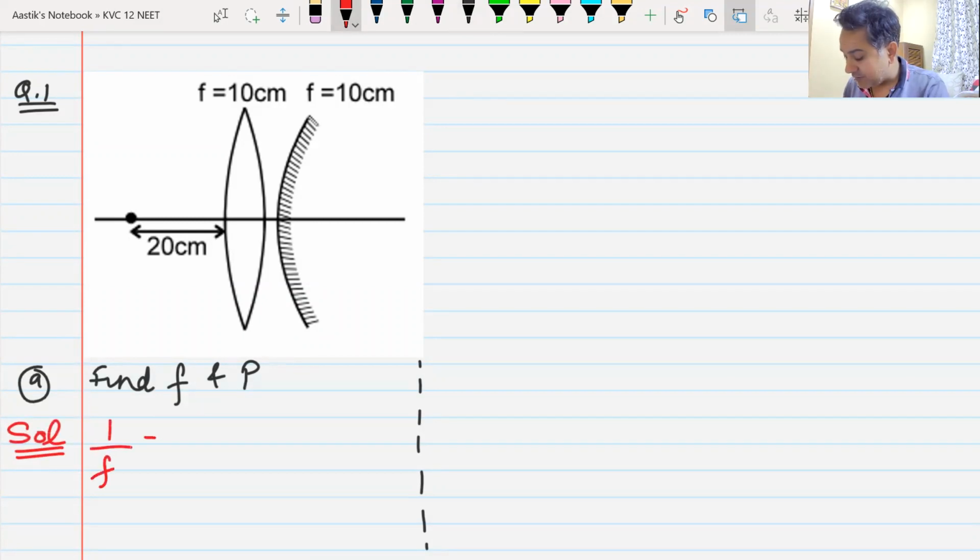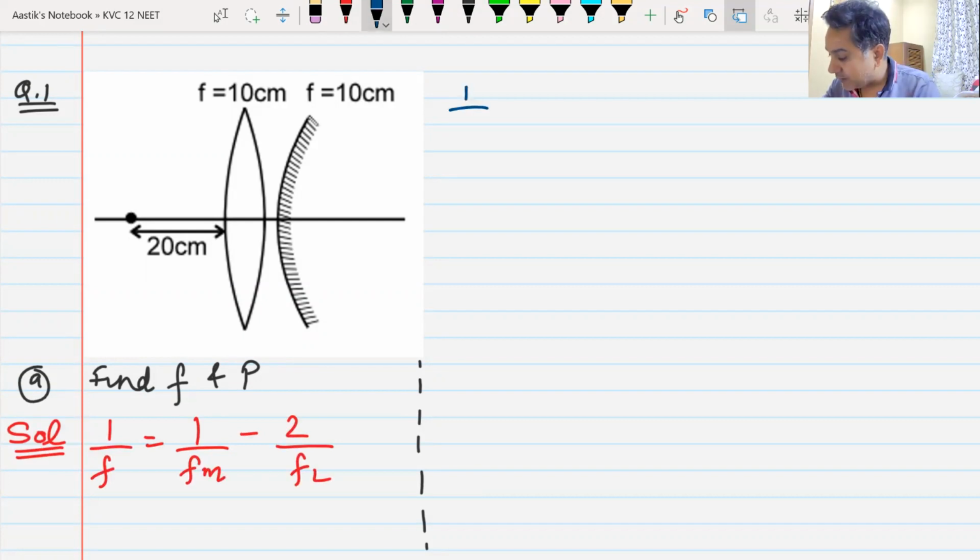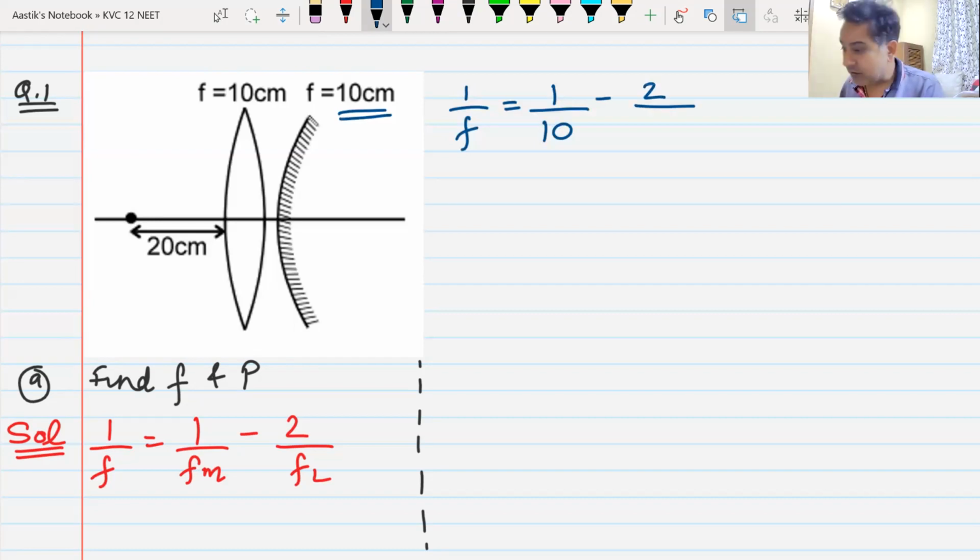I'll put the formula. 1 by f will be equal to 1 by focal length of the mirror minus 2 by focal length of the lens. I carry on with the formula. So 1 by f of the combination will be equal to 1 by focal length of the mirror. This is a convex mirror, so the focal length is plus 10. Do you understand this? Minus 2 by focal length of the lens. This is again a convex lens. Focal length is positive. Minus. So it will be plus.